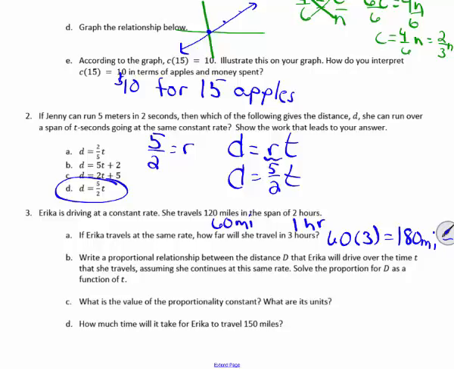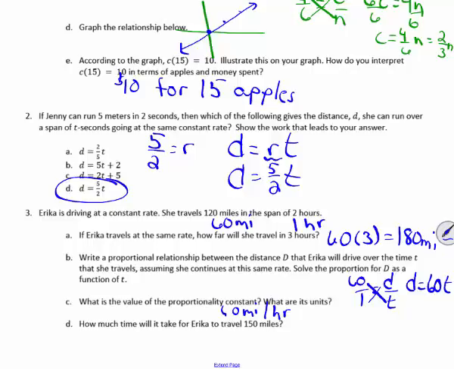Write a proportional relationship between the distance D that Erica will drive over the time T that she travels, assuming she continues at the same rate. So I don't even have to set it up as a proportion, but I will. So we know it's 60 miles in 1, so distance over time. So when I cross multiply, we're going to have D equals 60T. If I had put in the 120 in the 2 hours, you would still get the same thing. What is the value of the proportionality constant? 60. What are the units? Miles per hour.